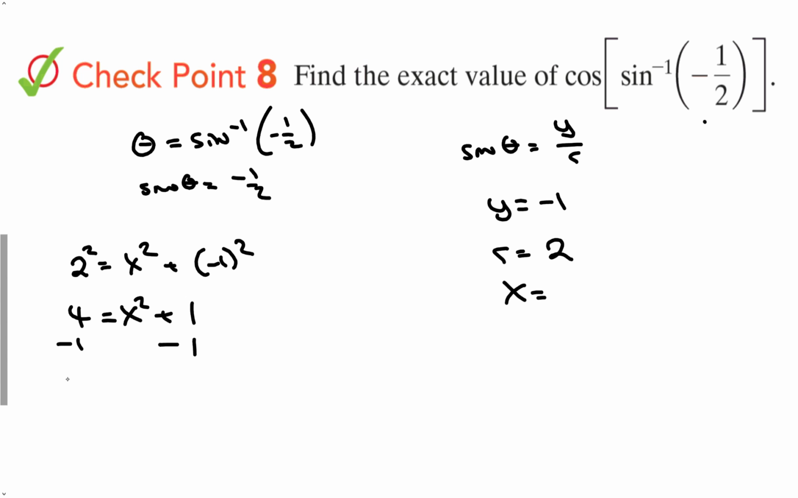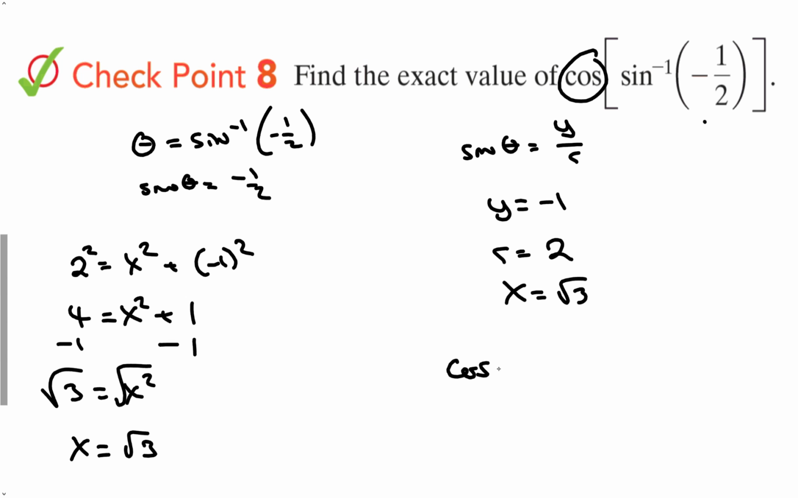and we get that, square root both sides, and I get that x is equal to radical 3, not plus or minus, just plus, because I know we're in the fourth quadrant and x has to be positive. I now want to find the cosine. So the cosine of theta is equal to x over r. So my answer is the square root of 3 over 2.